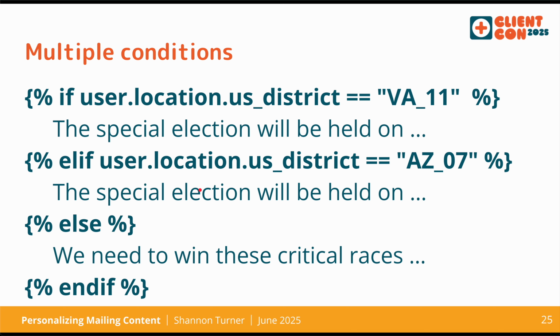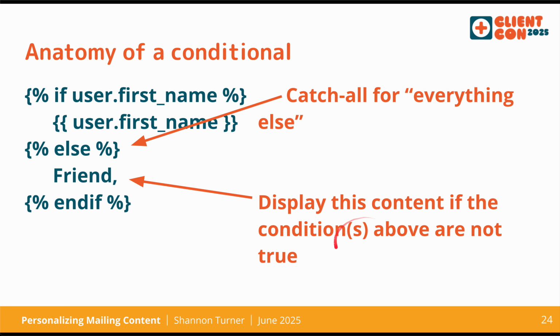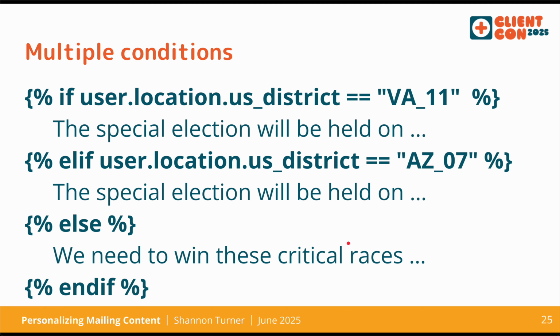And if you were paying super close attention on the last slide, you might have noticed that I mentioned multiple conditions. The way you do that is with the elif tag, which is used very similarly to if. So let's read this as, is the user in District Virginia 11? If so, I want to display this content. If not, or elif, are they in Arizona 7? If so, display this content. Otherwise, let's display this catch-all content.